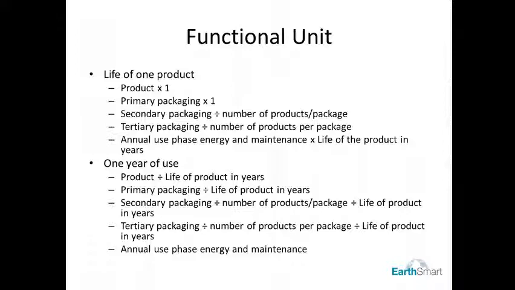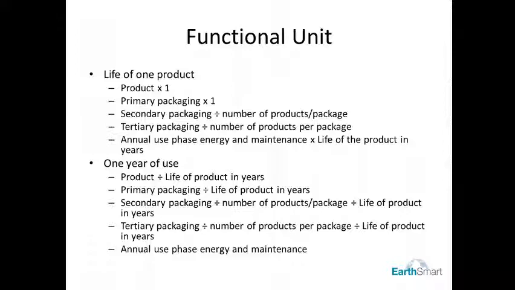Before building your product lifecycle, determine what functional unit you want to use. If you want to look at the whole life of your product, you want to bring over one of each product and its primary packaging. Secondary and tertiary packaging needs to be divided by the number of products each carries. Anything that has more than one use during its life, like a pallet, will need to have the number of uses attached to it.